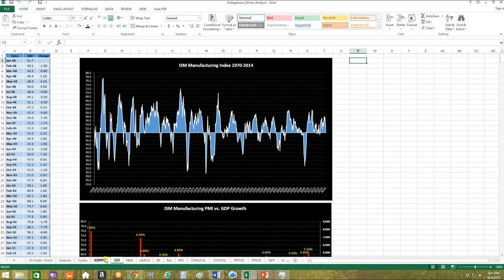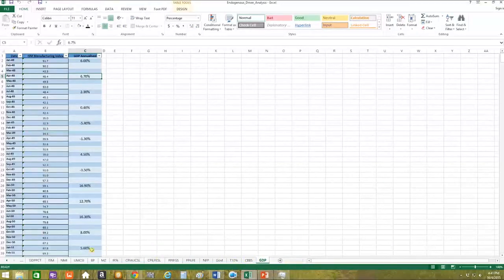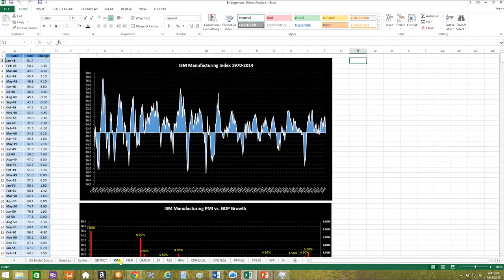This GDP percent tab is real GDP reported on a quarterly basis at an annualized rate. And we have all of our drivers that we looked at earlier all the way across our sheet. And if we start with ISM, you can see that we have 3 columns. We have our date, our ISM number, and the percentage change.